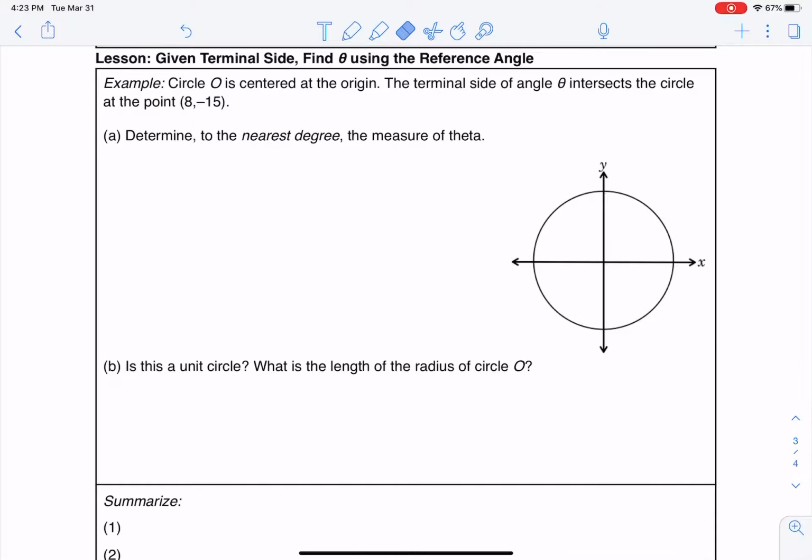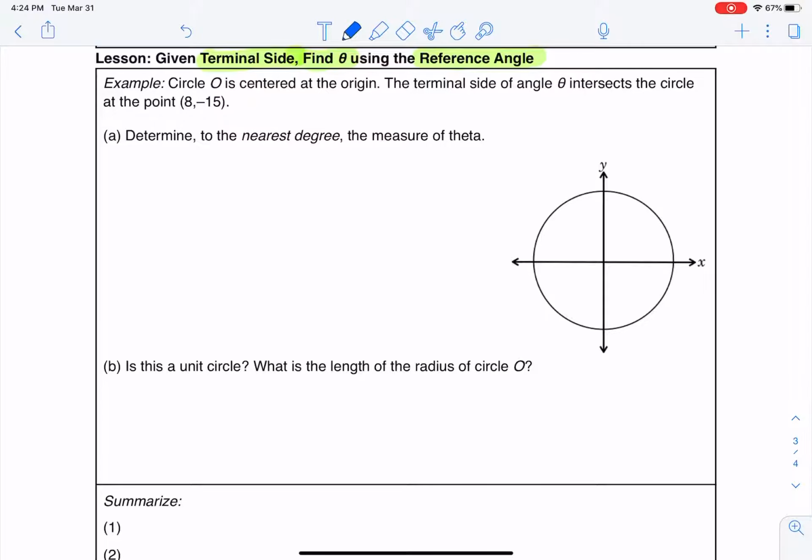Hi class, this is Neil, and this is the third and final video of lesson 4. In this video and in the example we'll go through, we're going to take a look at when we're given a terminal side or a point on a terminal side, how do we find theta or our angle using what we know about a reference angle. All right, so let's take a look at the example.